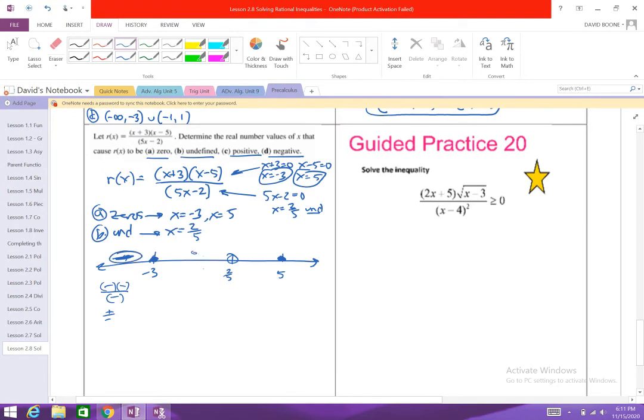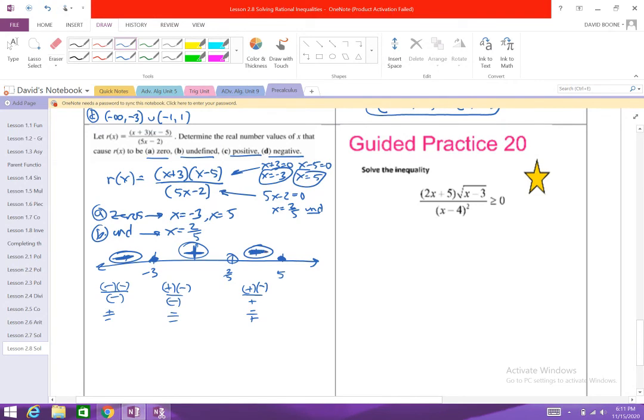Here, an easy number to pick is 0. So I put 0 in there. 0 plus 3 is positive. 0 minus 5 is negative. And if I put 0 in here, that'd be minus 2, which would be a negative. So together this would be a negative over a negative, which is a positive. So everything in here would be positive. Pick a number here. Let's just say 1. That's kind of an easy one. 1 plus 3 is a positive number. 1 minus 5 is a negative number. 1 times 5 is 5 minus 2 is a positive number. So this would be a negative over a positive, which overall is a negative answer.